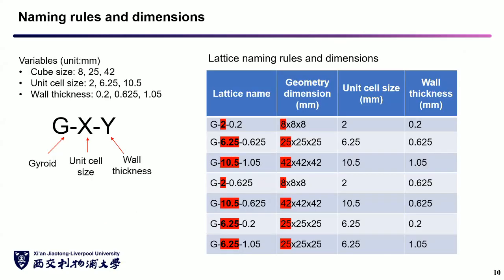So the naming rules. In order to make the naming easier to memorize, we classified them as G, X, Y. G stands for gyroid, which is the lattice studied here, X stands for the unit cell size, and Y stands for the wall thickness. Once we see the name of the lattice, we can easily know the unit cell size and wall thickness, or the parameters of the lattice structures here.